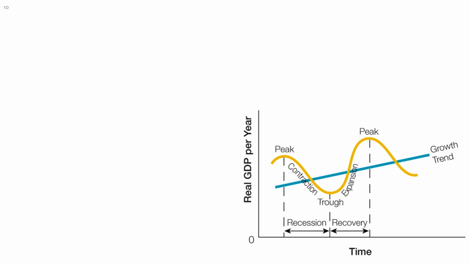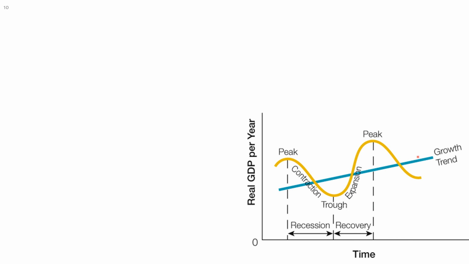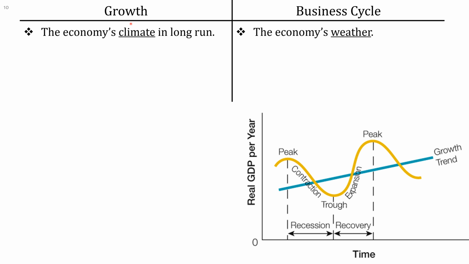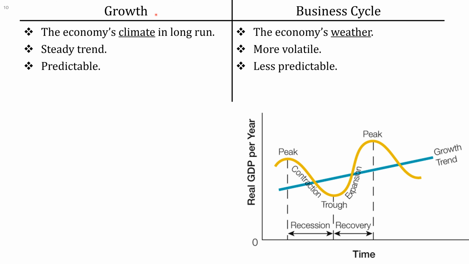So here's another diagram which shows you the business cycle, and notice that the blue line shows you the long-term growth. So we're going to compare the growth versus the business cycle. You can think of the climate versus the weather metaphor between them. Climate is overall in the long run, whereas the weather is more volatile. It's about predictability. Growth is much more predictable.